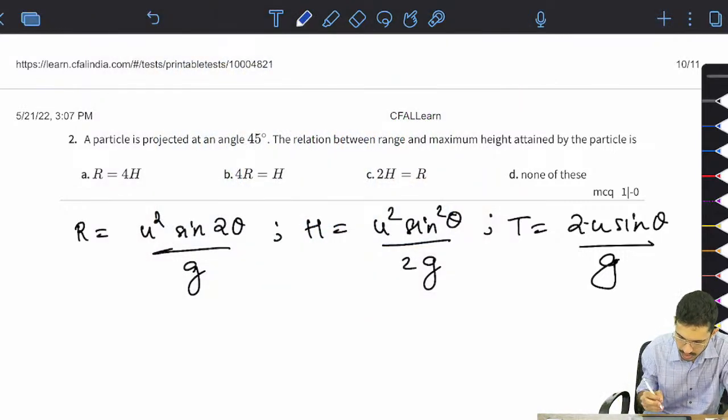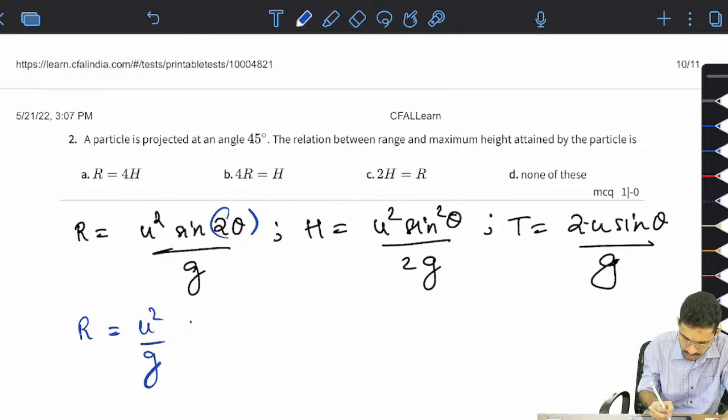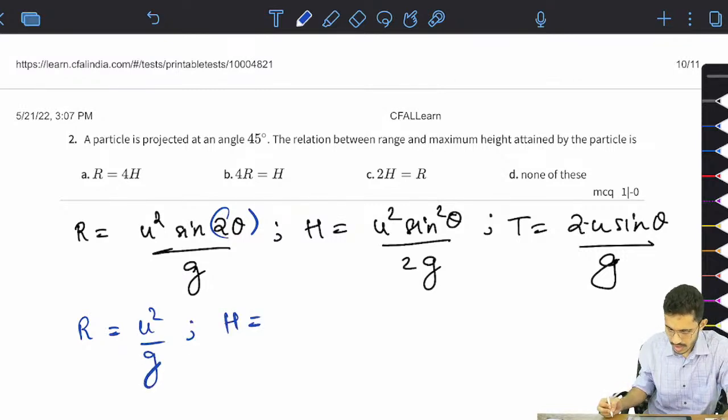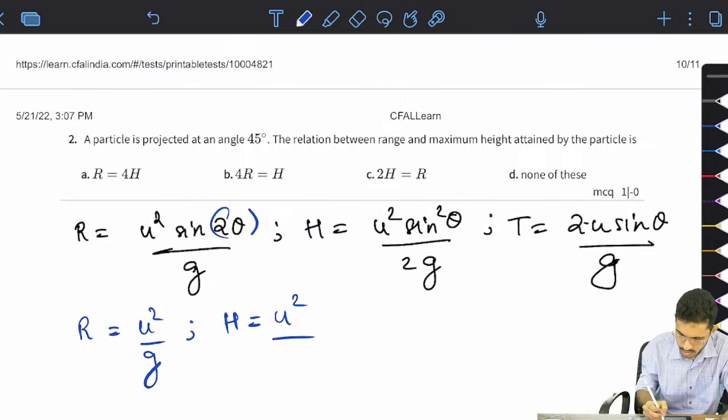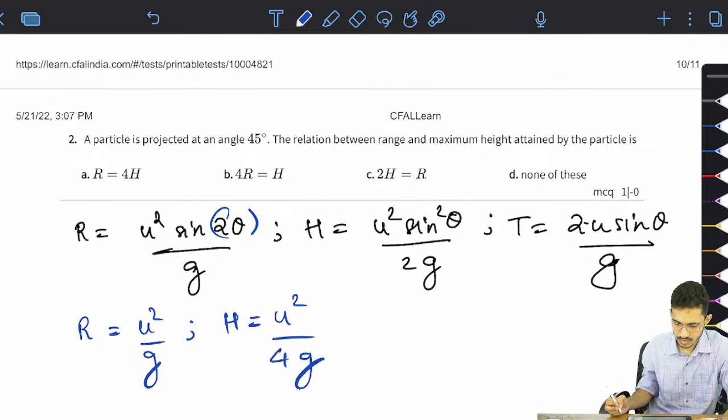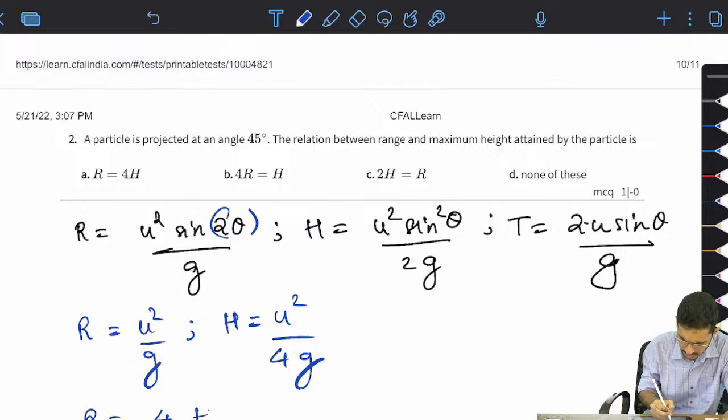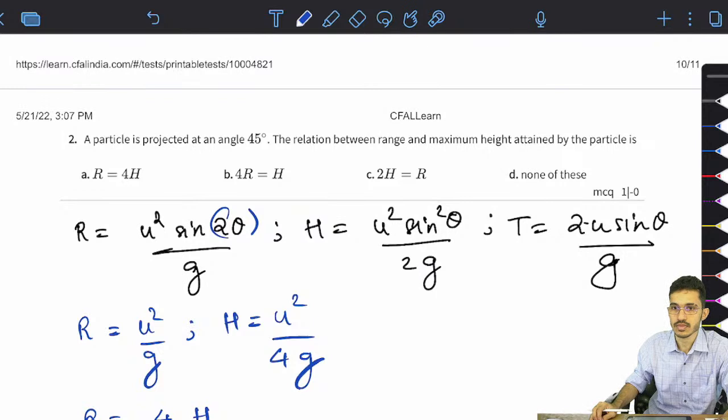Here we are given the value of theta. So R would be, if you plug in theta is 45, 2 theta becomes 90, sine 90 is 1. So R is u square by g. And H is u square sine square theta by 2g. Sine 45 is 1 by root 2, so sine square 45 becomes 1 by 2. Comparing, you can see that R is equal to 4 times H. I hope this is clear.